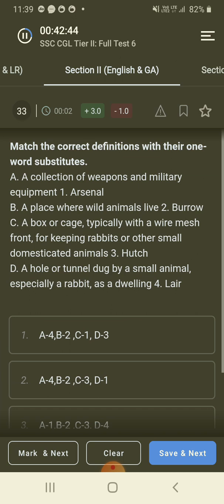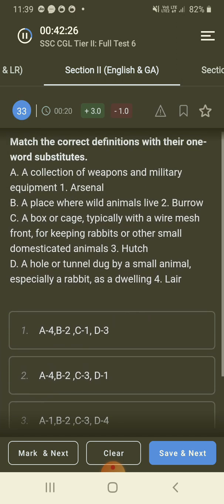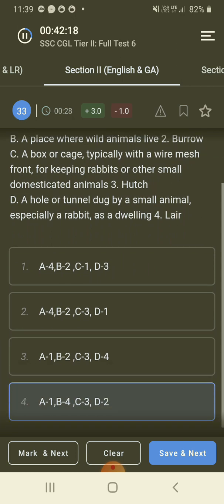A collection of weapons and military equipment: arsenal. On board. A place where wild animals live. A box or cage, hutch, a hole, burrow, dig.